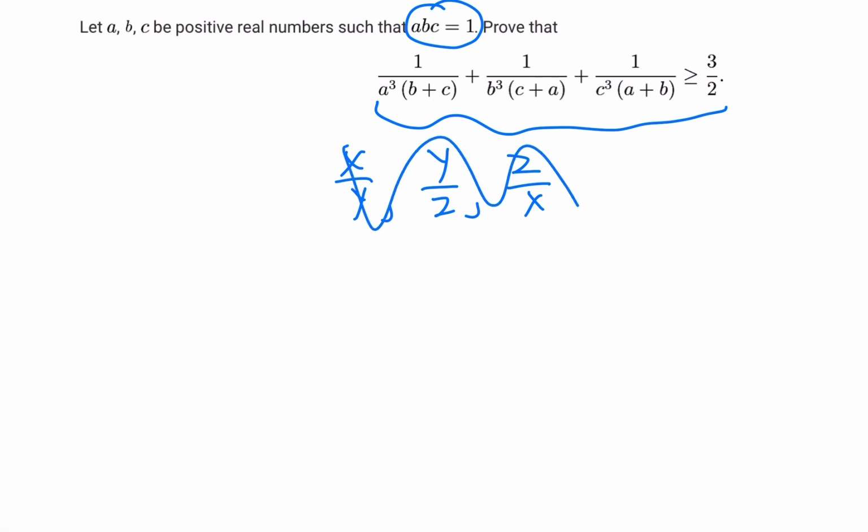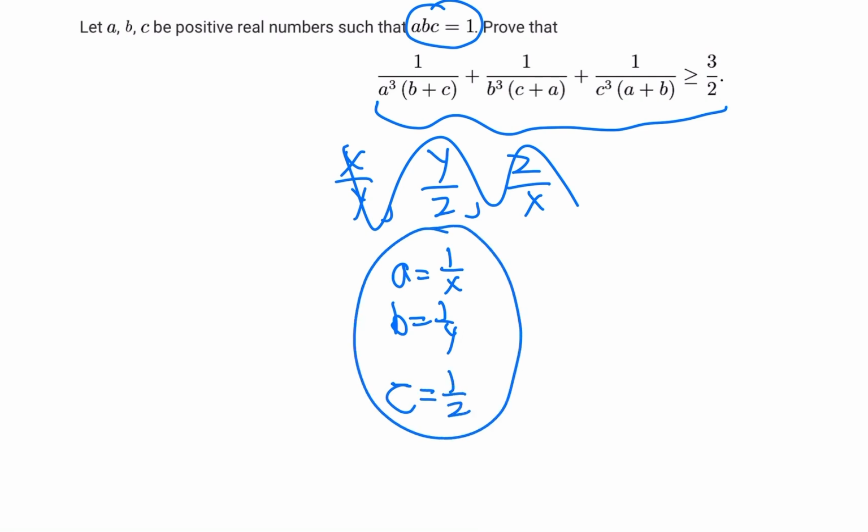We can substitute a equals 1 over x, and so on, because we notice that lots of things are on the denominator, so we can try to get them to the numerator by substituting this. So basically, we just take the reciprocal of all the numbers and replace them with x, y, and z.